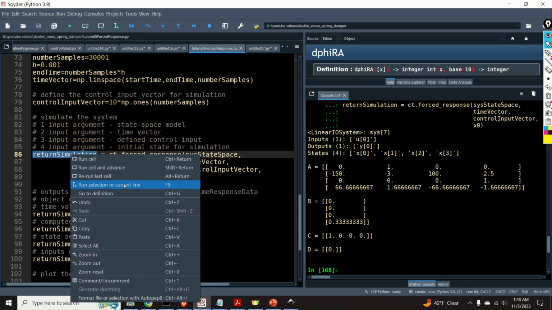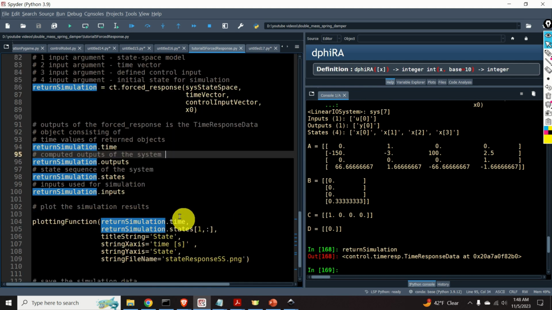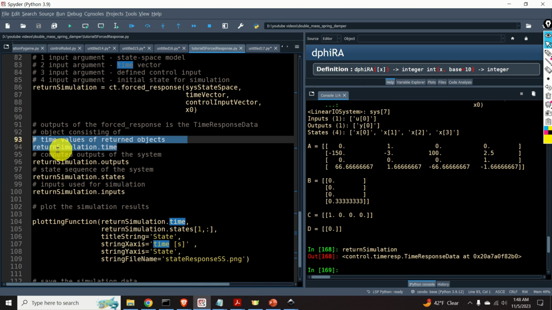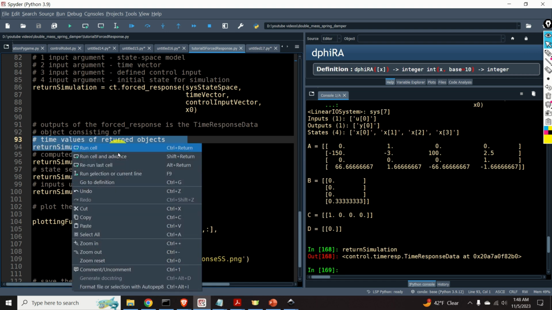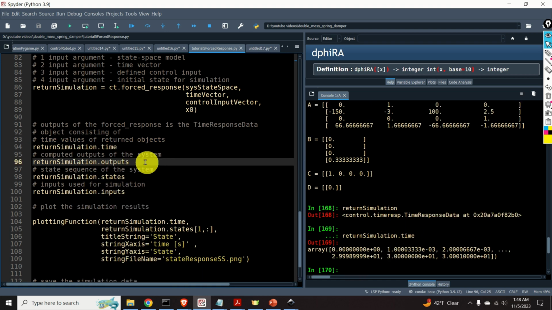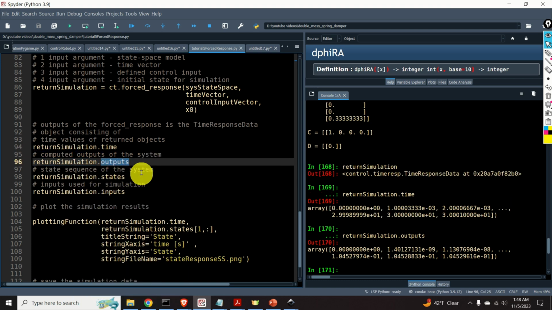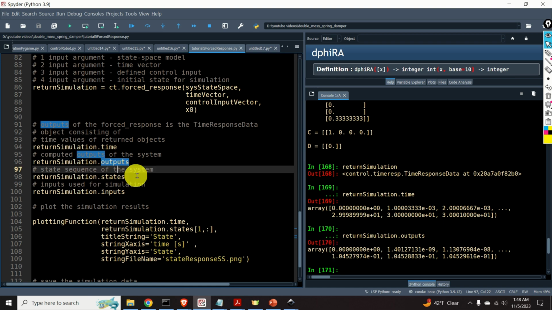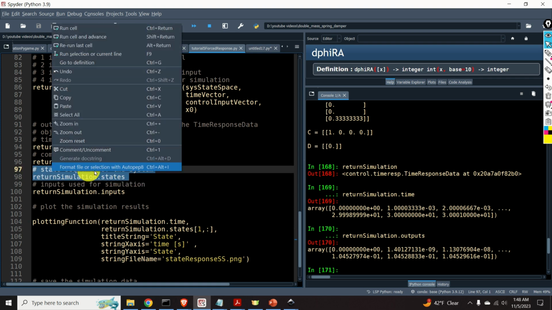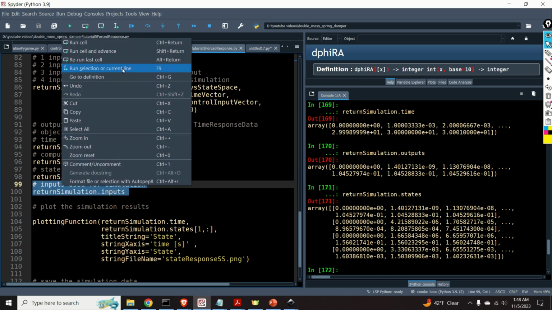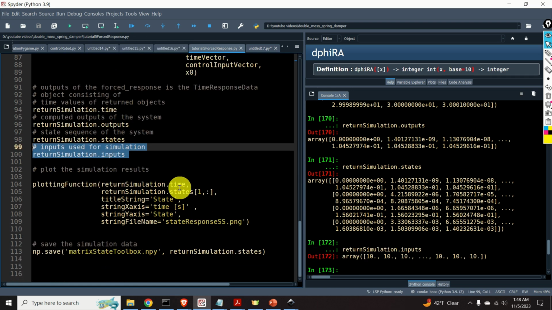Here's the returned output. It's actually a structure. This structure has the following variables, or better to say objects. If we want to access the simulation time, we will simply type return simulation.time. This will give us the simulation time. Then this output will actually give us the output of the system. The return simulation.state will give us the state matrix sequence, and here are the inputs that are used for simulation. Perfect. Let's now plot the results.